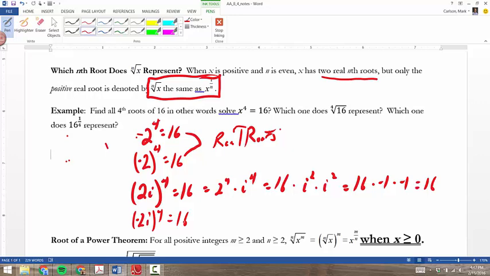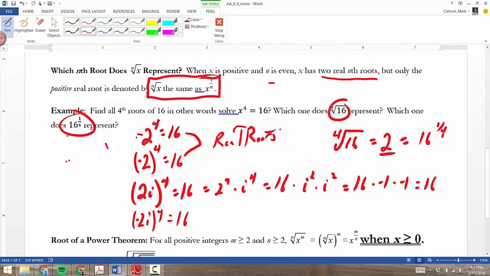Well, which fourth root of 16 does the fourth root of 16 represent? So when I write it like this, what does that represent? Well, that represents only the positive real one, which is 2. Now, that's also the exact same one that this represents. So this is exactly the same thing as it relates to a fractional power.